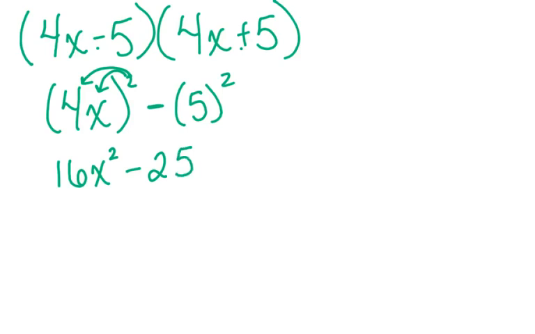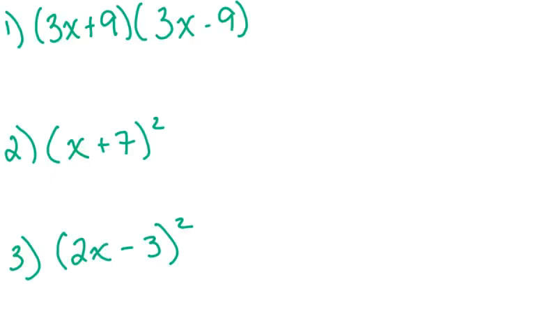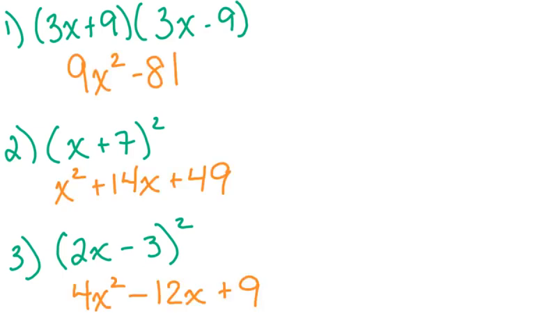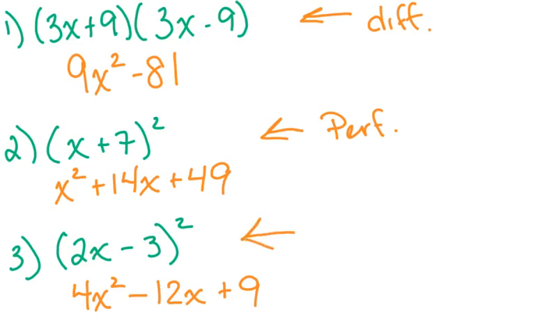Okay, so I'm going to give you guys some examples for you guys to try. All right, so here you go. Try these 3. And there you have it. So this one right here is considered a difference of 2 squares. This one is the perfect square. And this one down here is also perfect square.